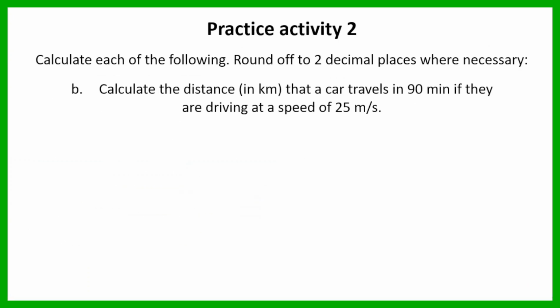We have got to calculate the distance in kilometers that a car travels in 90 minutes if it is driving at a speed of 25 meters per second. Okay, so now I'm just going to give you a hint for this. It is tricky to convert the speed to a different unit of measurement. So keep the speed in meters per second, change your time to seconds, and then once you've worked out your distance, which will then be in meters because you're working with meters per second, convert it to kilometers. Okay, so don't try and convert the speed, it's going to be more tricky. Rather convert the other things so that they match the measurements in the speed. Okay, so I'm going to give you 1 minute to work on this question as well.